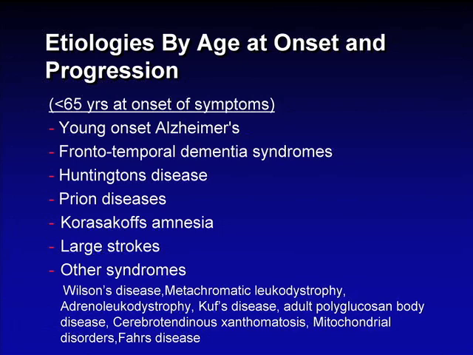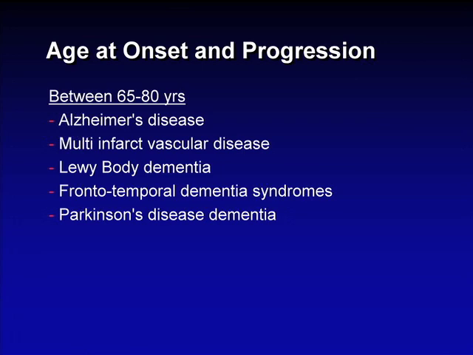But you might land a patient who has that. So being aware of these things that are possibilities is crucial. Between 65 and 80 years, again, Alzheimer's disease is the most common. But then you start having things like Lewy body dementia, multi-infarct disease, frontotemporal dementia syndromes. At this age, you also start seeing Parkinson's disease dementia, because the Parkinson's disease dementia usually starts towards the end of the progression of the syndrome of Parkinson's disease. So again, it's not very common to be seen in young onset patients.